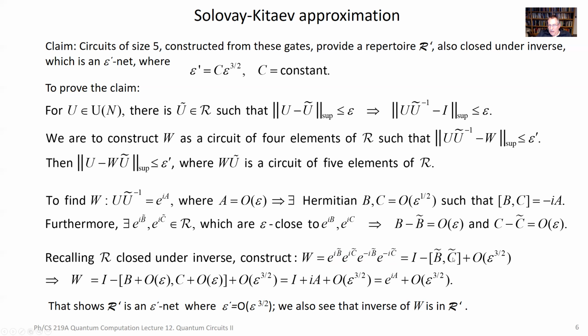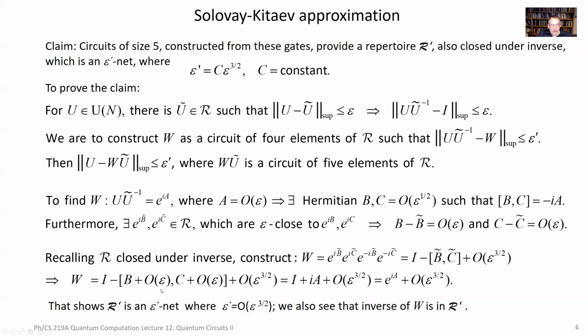Well, here I wrote it in terms of the tildes, which are in the repertoire. But now let's write it in terms of B and C, which have the property that the commutator of B with C is precisely iA. So W is the identity minus the commutator of B tilde with C tilde, which is the commutator of B plus order epsilon with C plus order epsilon, and then the higher order terms. I get the commutator of B with C, which is minus iA, and because of this minus sign, that becomes 1 plus iA. Everything else is of order epsilon to the 3/2.